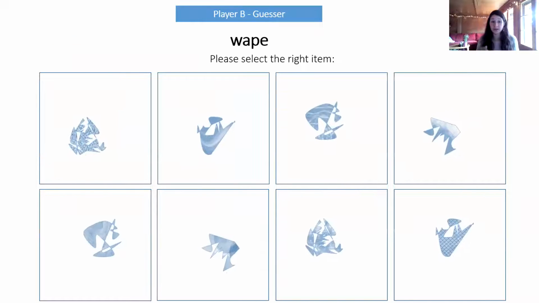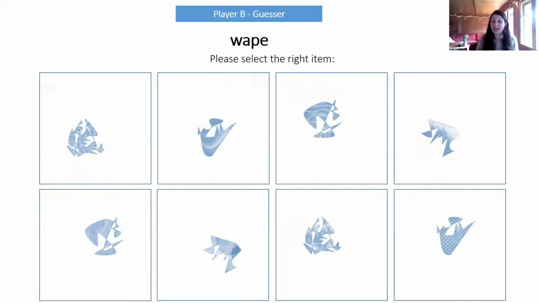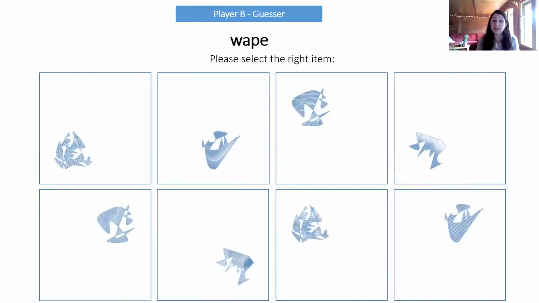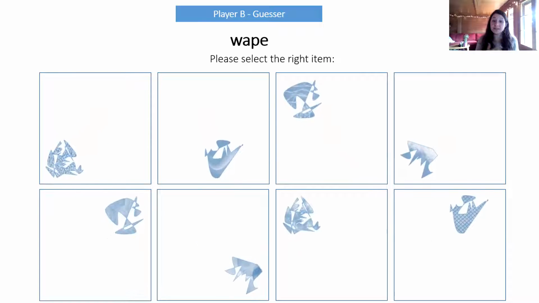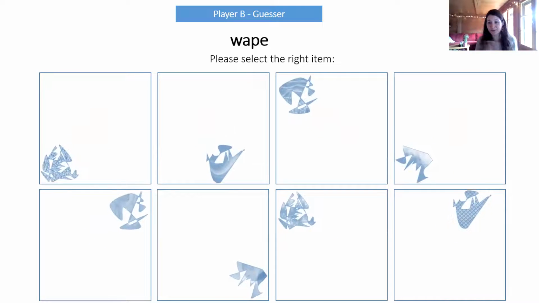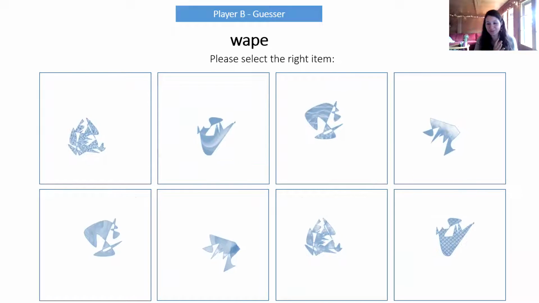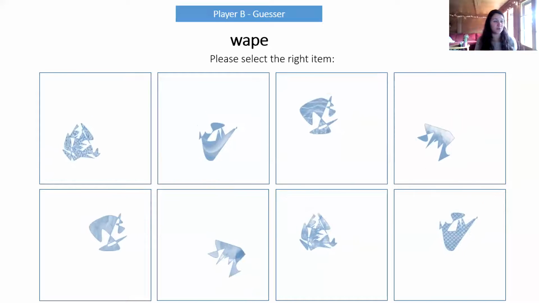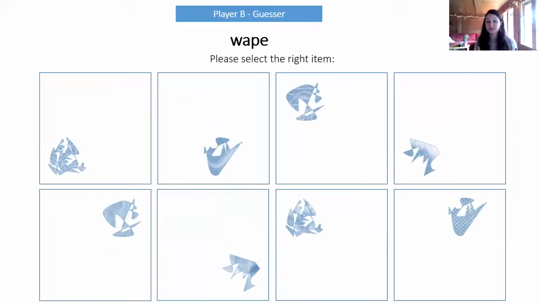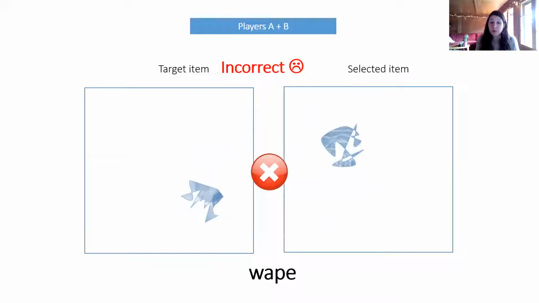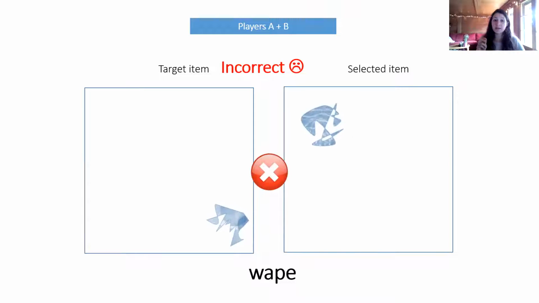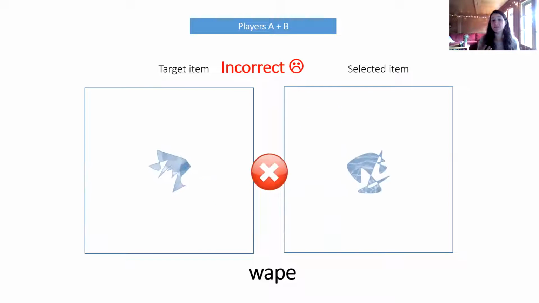The guesser sees this word along with a grid of 8 different scenes, and they need to select the scene that they think their partner meant when they said wape. And I just want to reassure you that although this looks like a lot and slightly epileptic on the screen, our participants get used to this really fast. After a few minutes, they're already experts in detecting the shapes and their movements. And then importantly, they also get feedback. Once the guesser guesses the scene, both of them can see what was the right scene and what was selected, so they can learn from it for the next interaction.